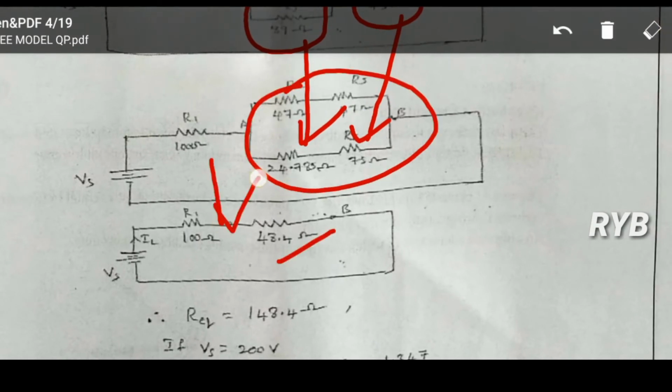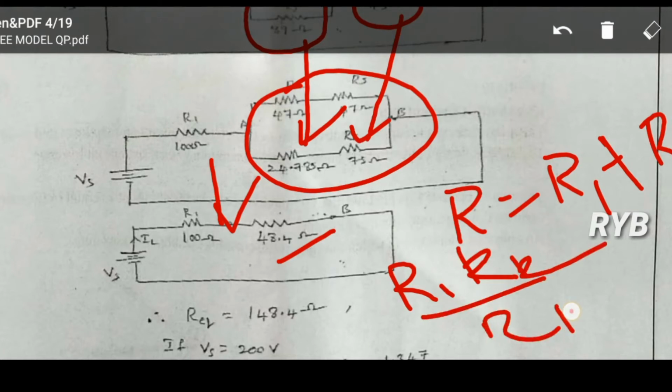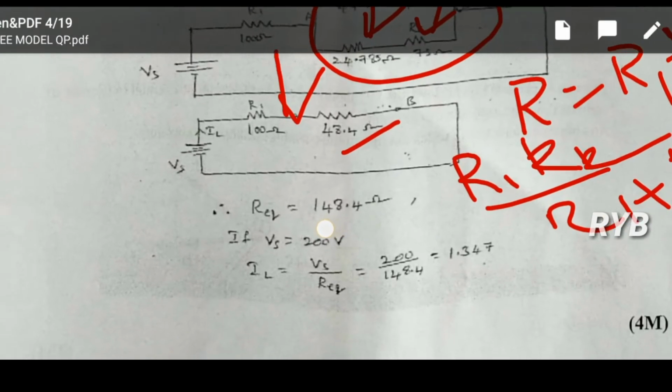How to calculate equivalent resistance? If the resistances are connected in series, R equivalent equals R1 plus R2. How to calculate parallel resistance? R equivalent equals multiplication by addition, R1 R2 by R1 plus R2. Two resistances connected in parallel, then we can write R equivalent equals R1 R2 by R1 plus R2. Like that we can calculate. Similarly, R equivalent equals 148.4 ohm is obtained.